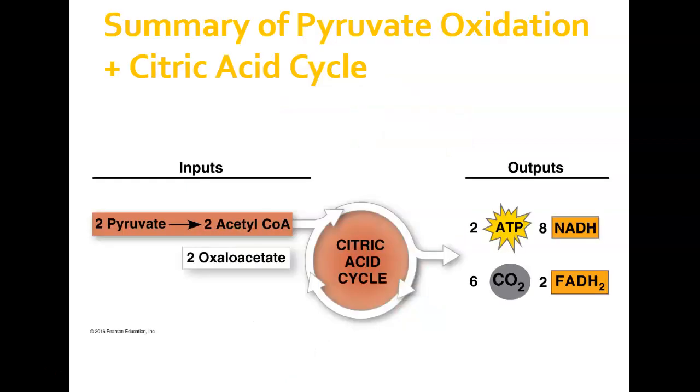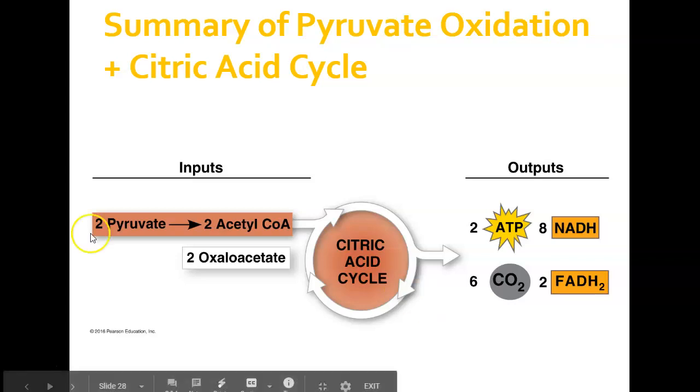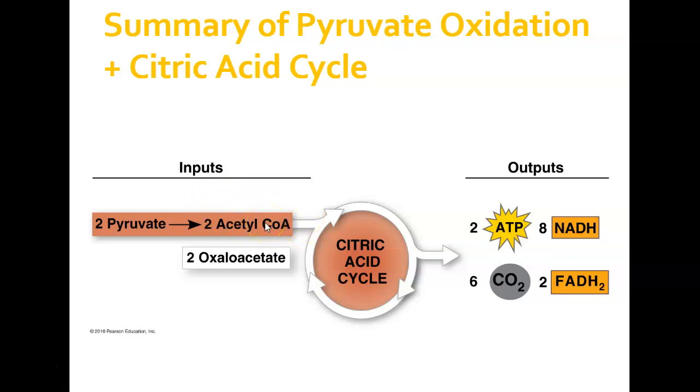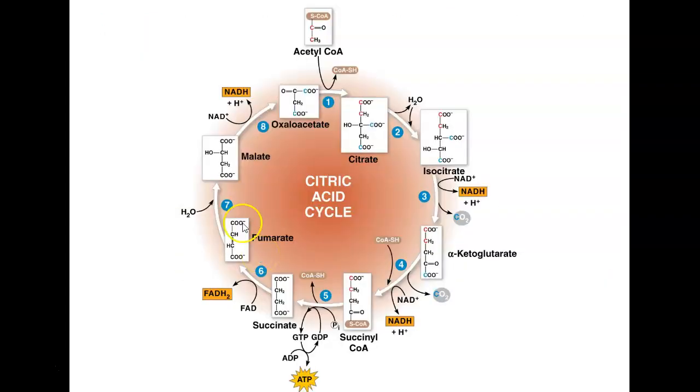Okay, so summary of these 2 things. We had 2 pyruvates that in that pre-step got converted to 2 acetyl-CoAs. And then they went through the cycle, and then we ended up with 2 of these guys. If I go back to the previous step, that's what we end with, oxaloacetate.